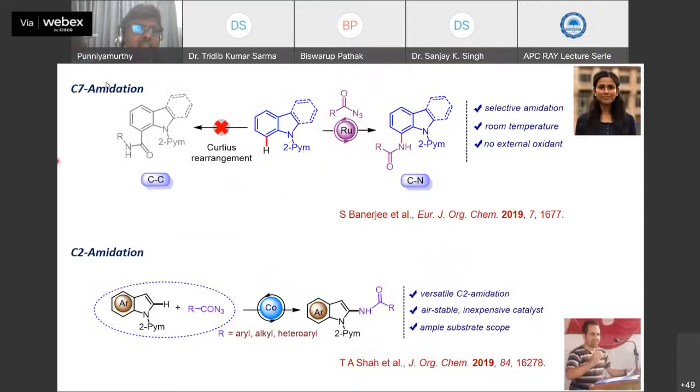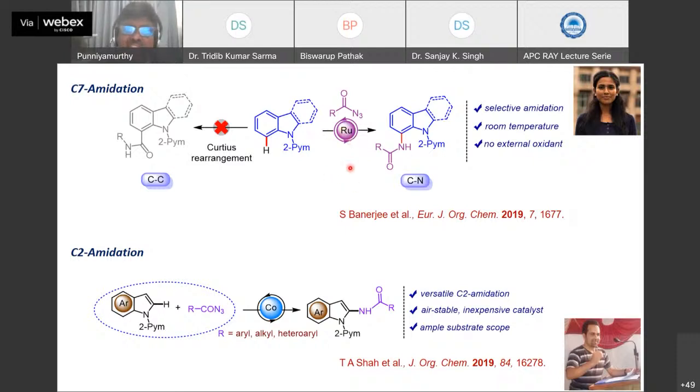In parallel, the other student was doing amidation. This also uses indoline, the same directing group, and the same catalyst. Why is it important? If you look at the literature, the tosyl azide has been well explored, not alkyl azides. As all of you know very well, when you heat an alkyl azide, it can undergo rearrangement, the Curtius rearrangement, to give this as a product. This is a problem in this reaction. Therefore, widely the tosyl azide has been explored.